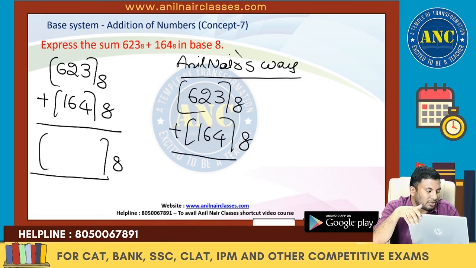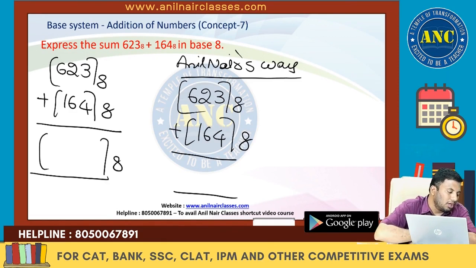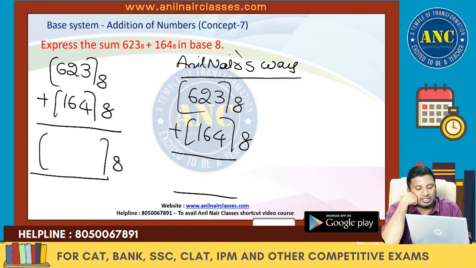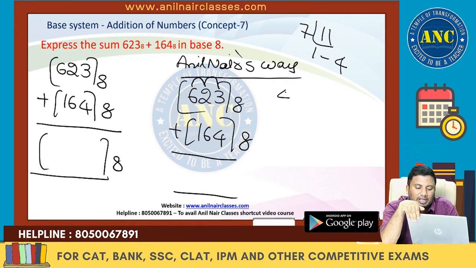In a base system 8, the digital sum is divided by 7. In a base system 8, right? In a base system 8, the digital sum is divided by 7. 6 plus 2 is 8. 8 plus 3 is 11. 11 divided by 7. 7 ones are 7. Remainder is 4. So, digital sum is 4.